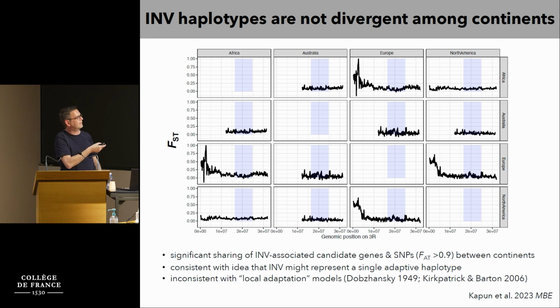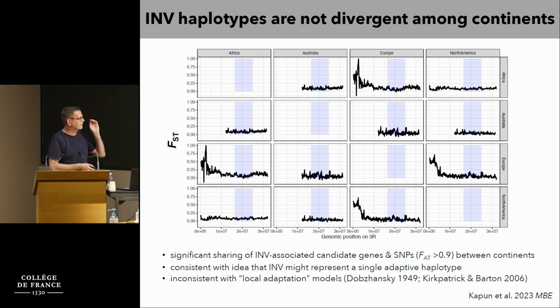But when we look at FST between continents for these inverted chromosomes, we actually see very low differentiation. And the same is true for standard chromosomes. So here for these inverted chromosomes, we sort of argue there is not much evidence for locally adaptive alleles. In fact, when we quantify allele sharing of inversion-associated candidate genes and SNPs, we see very significant allele sharing across all continents. And so based on these data, we sort of argue that this inversion probably has captured, when it first arose in Africa, one ancestral adaptive haplotype and sort of exported this around the world.